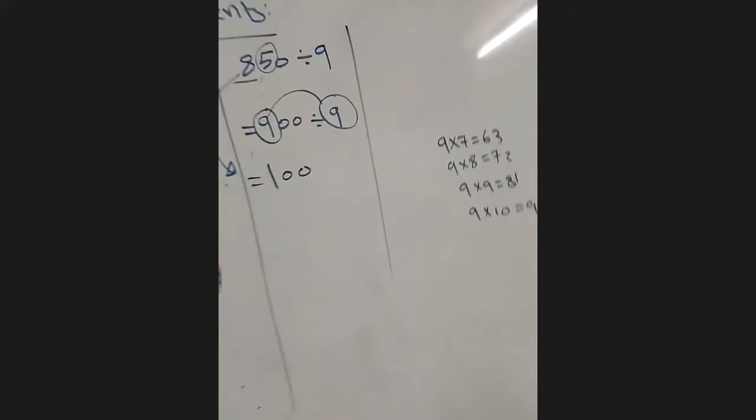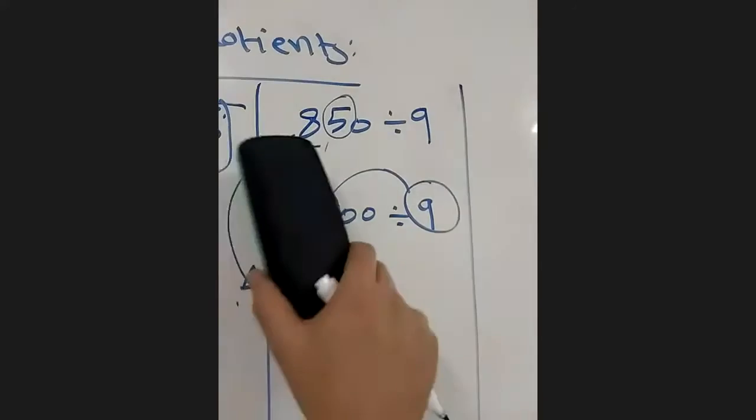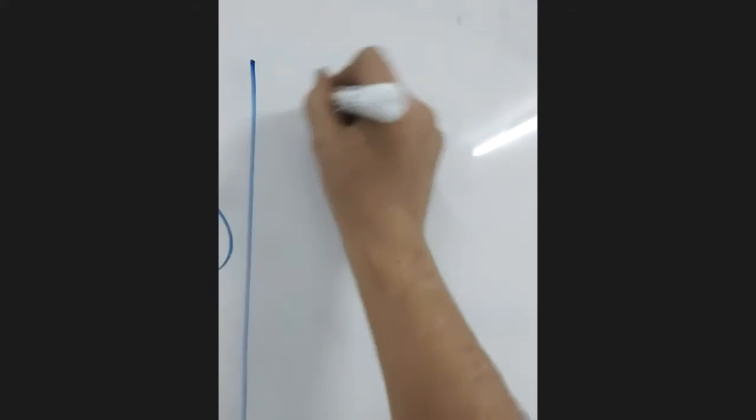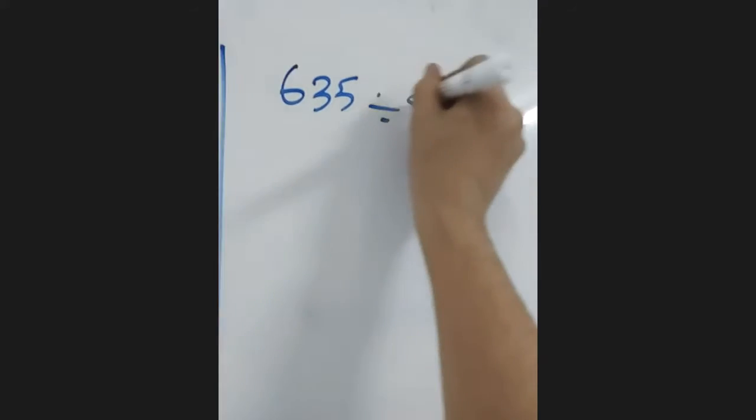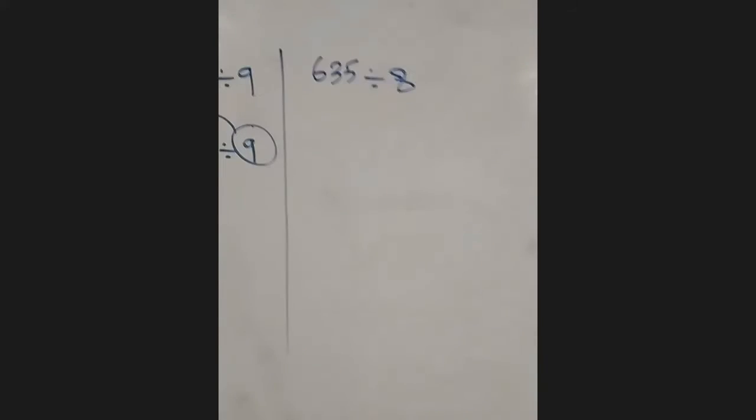Now, let's take another example about this idea. Sometimes, guys, we cannot round the first digit. Sometimes we need to round the second digit. For example, 635 divided by 8.